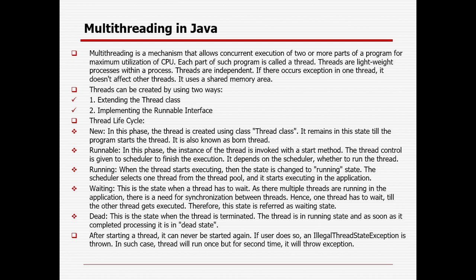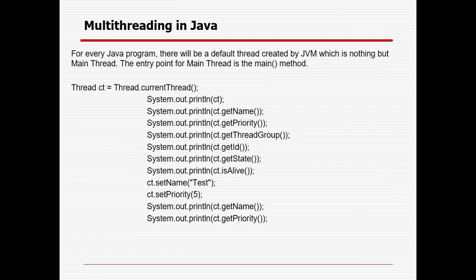Okay, after starting a thread it cannot be started again. If the user does so, it will throw an IllegalThreadStateException error, right? So in such a case the thread will run once, but the second time it will throw the error. In a system there is always a default thread available, which is running your work. For every Java program there will be a default thread created by the JVM, which is nothing but the main thread. The entry point of the main thread is the main method, right?